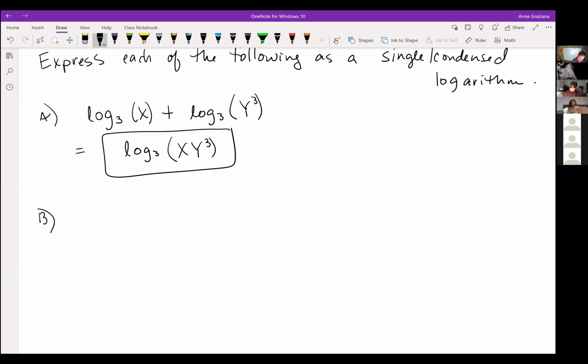All right, let's do this one. 1/3 log base 4 of x squared plus 2 log base 4 of y to the 5th. I'm not messing around, guys. We gotta, yeah, okay, good. We're gonna get to the fun stuff really soon.